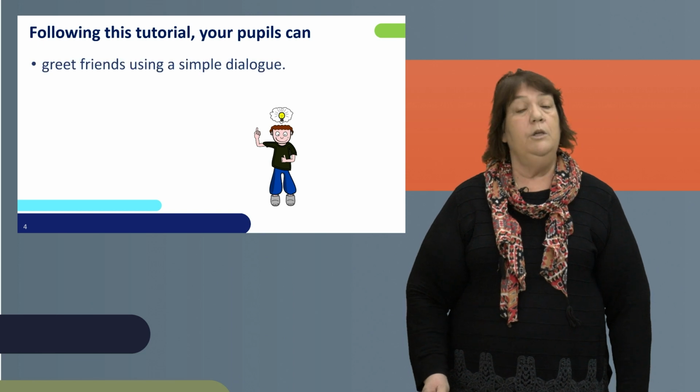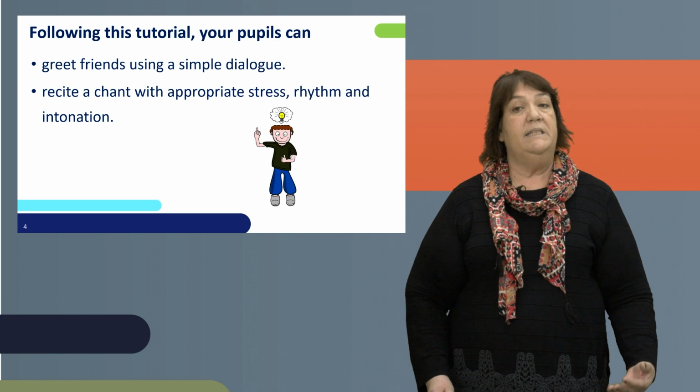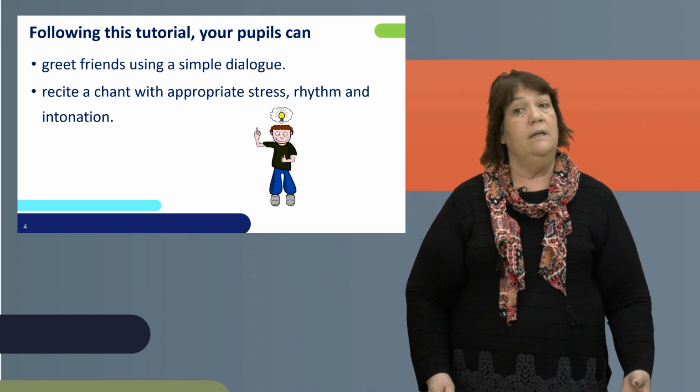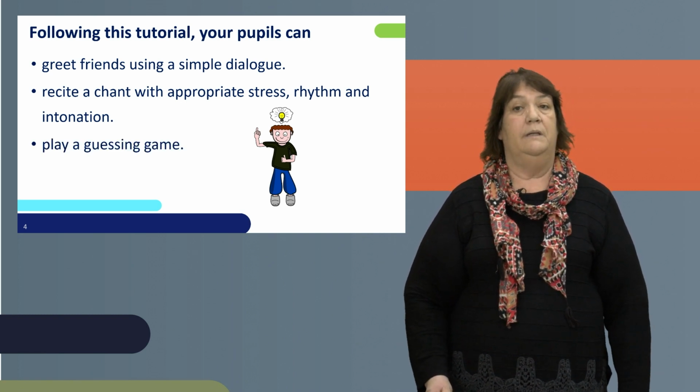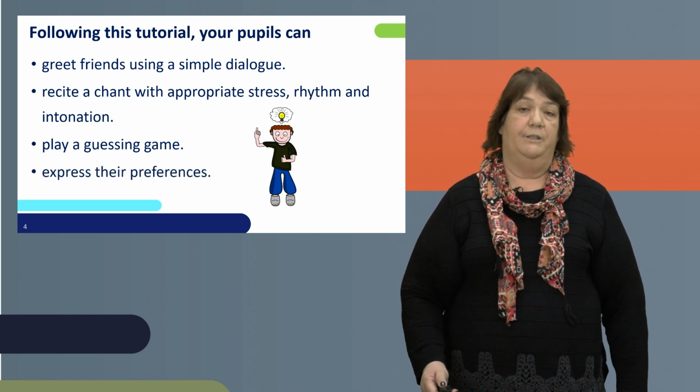Following this tutorial, your pupils can greet friends using a simple dialogue. They can recite a chant with appropriate stress, rhythm, and intonation. They can play a guessing game, and they can express their preferences.